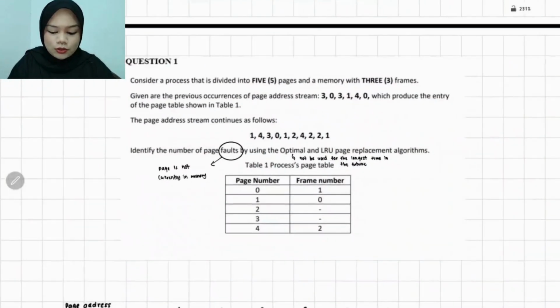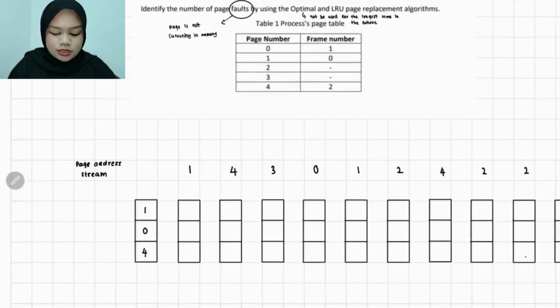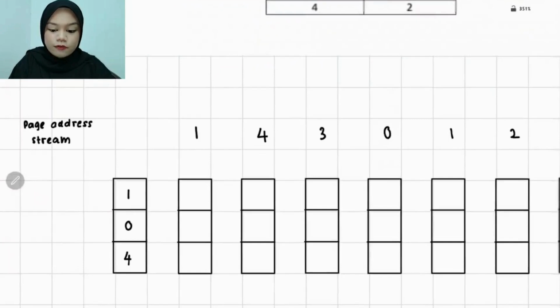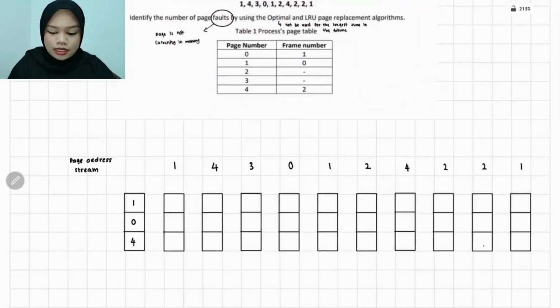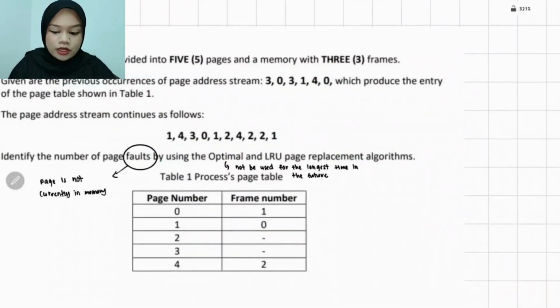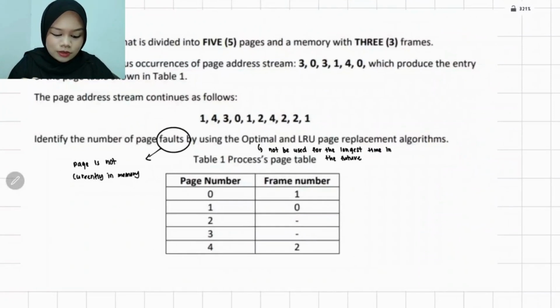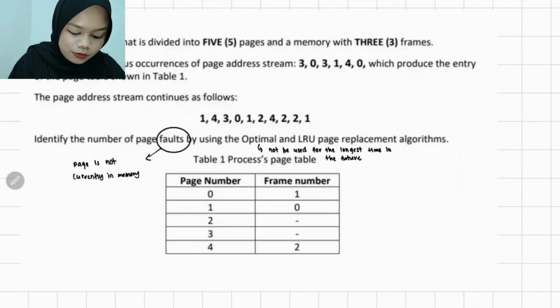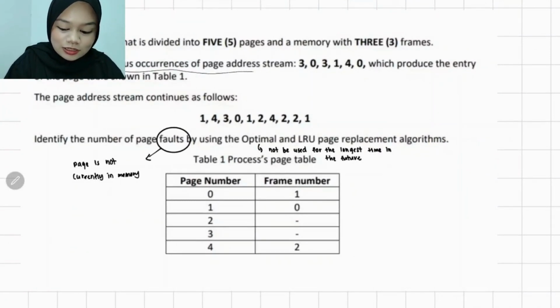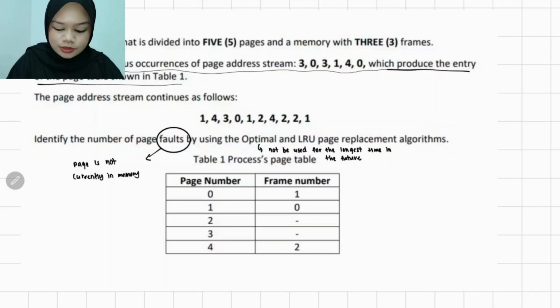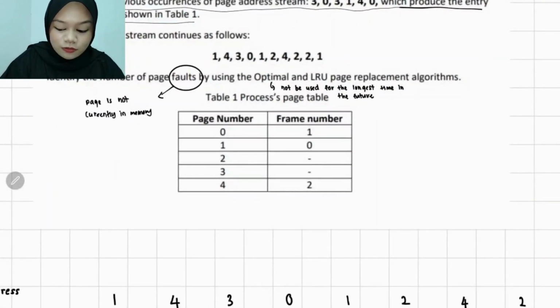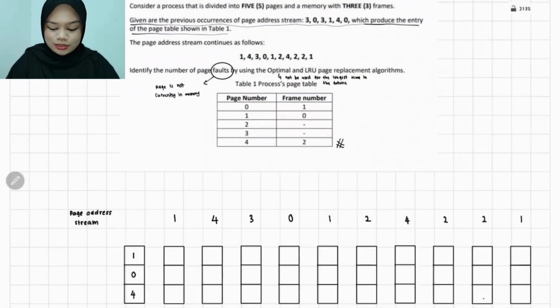So how to use it? We will start with 104 in the frames, because the question already states it: given the previous occurrence of the page address stream, which produces the entry of the page table shown in Table 1. So this is the entry that is already provided with the question.